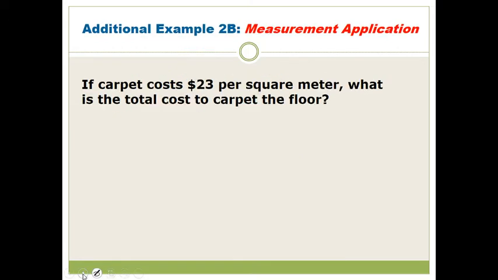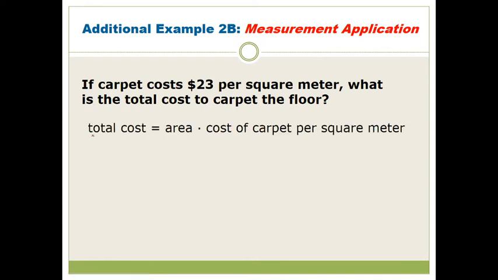Now taking that same problem, suppose the carpet costs $23 per square meter. What would be the total cost to carpet the floor? So for every little square meter that you have to carpet, it's going to cost you $23. So what do we need to know? Well, we want to find the total cost. So what we need to do is take the area that we're carpeting and multiply it by the cost of the carpet per square meter.